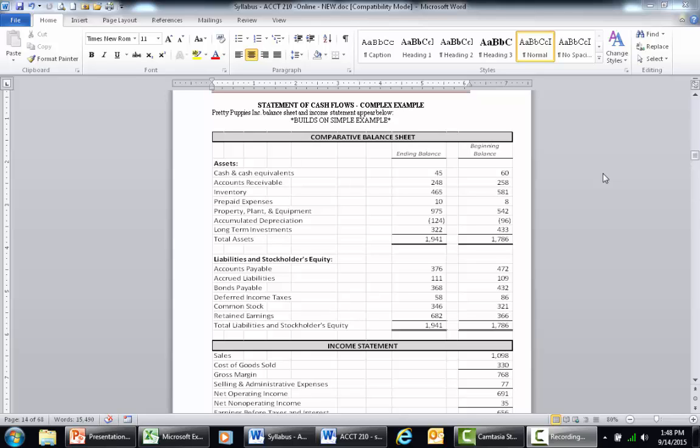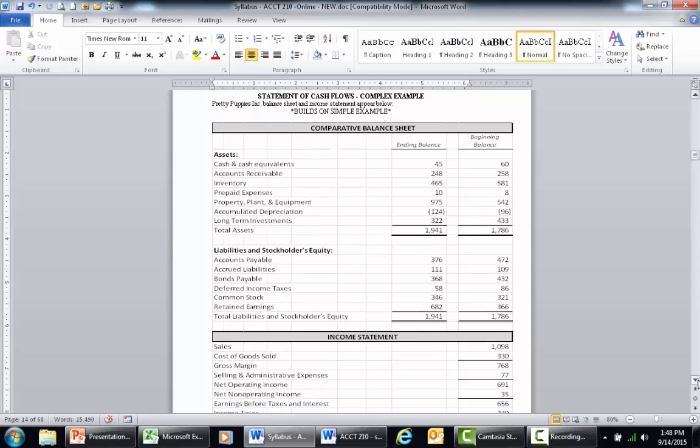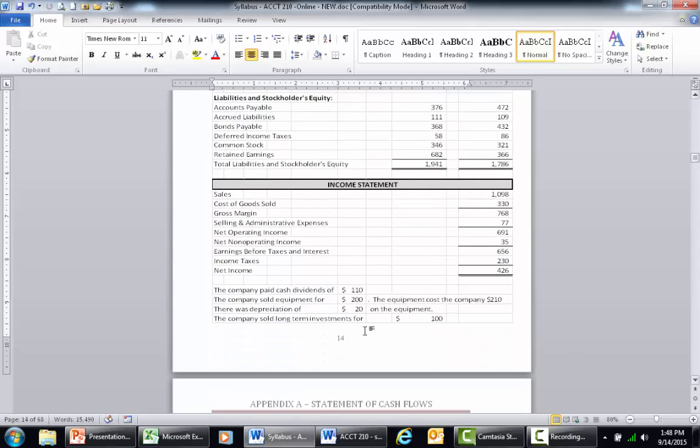So if you will look in your syllabus for the complex example, you will see that we are still working with Pretty Puppies, which has essentially all of the same accounts. However, we've had a few things that have changed. For example, when we look down near the bottom, we now see additional information in the notes section. Instead of just learning what we paid in cash dividends, we also learned that the company sold some equipment and they sold some long-term investments.